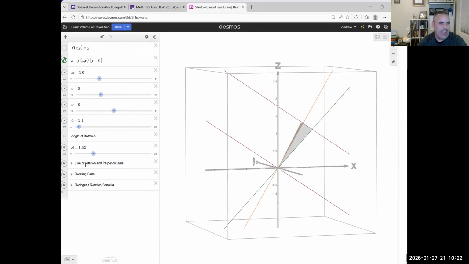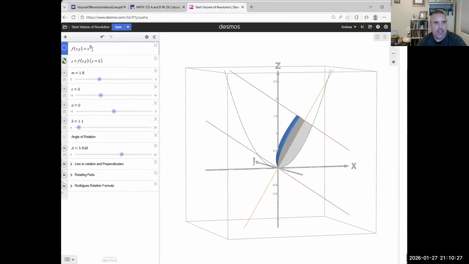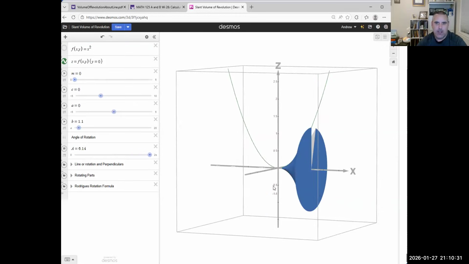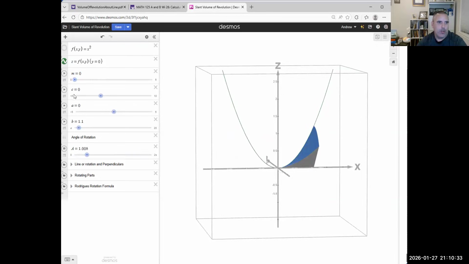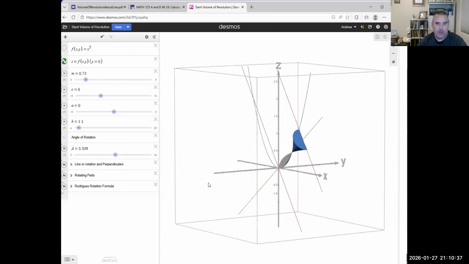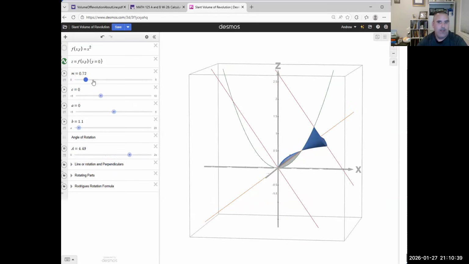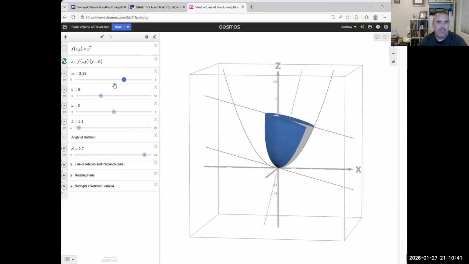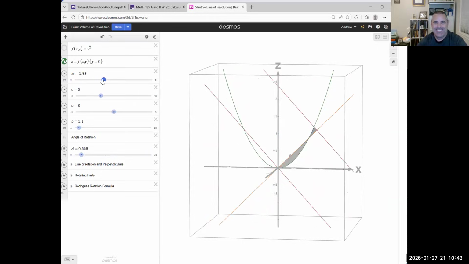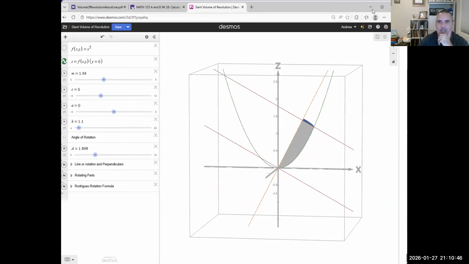So I made a fully animated version. I can change my function. So let's take x squared and revolve it around the x-axis. There you go. That's boring though. And now let's revolve it around some other axis. Now it's kind of weird when the axis goes through the region. Anyways, so it is possible.